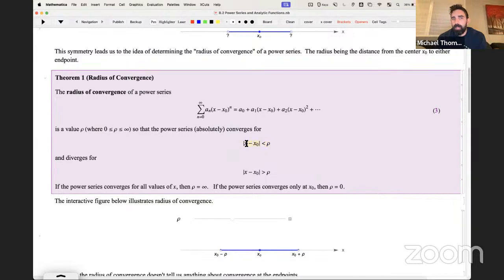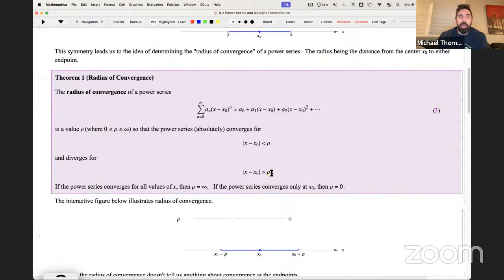By the way, that's what absolute value means, right? The distance between x and x naught. So since x naught is the center, what I'm saying is that x has to be less than a radius of rho away from x naught. And it diverges outside of that interval. So that means the distance between x and x naught is greater than rho. That would be the divergent case.